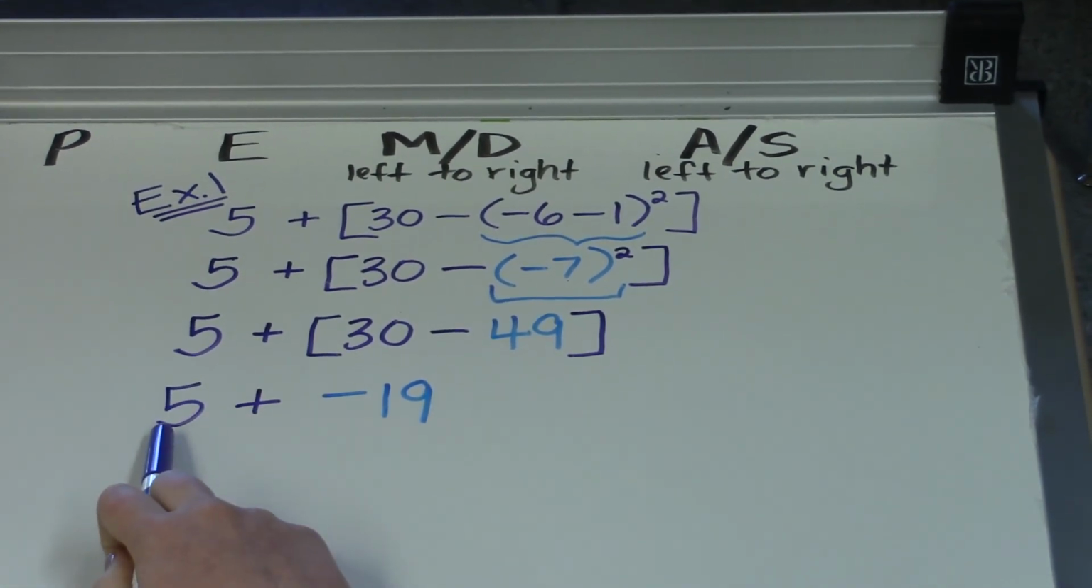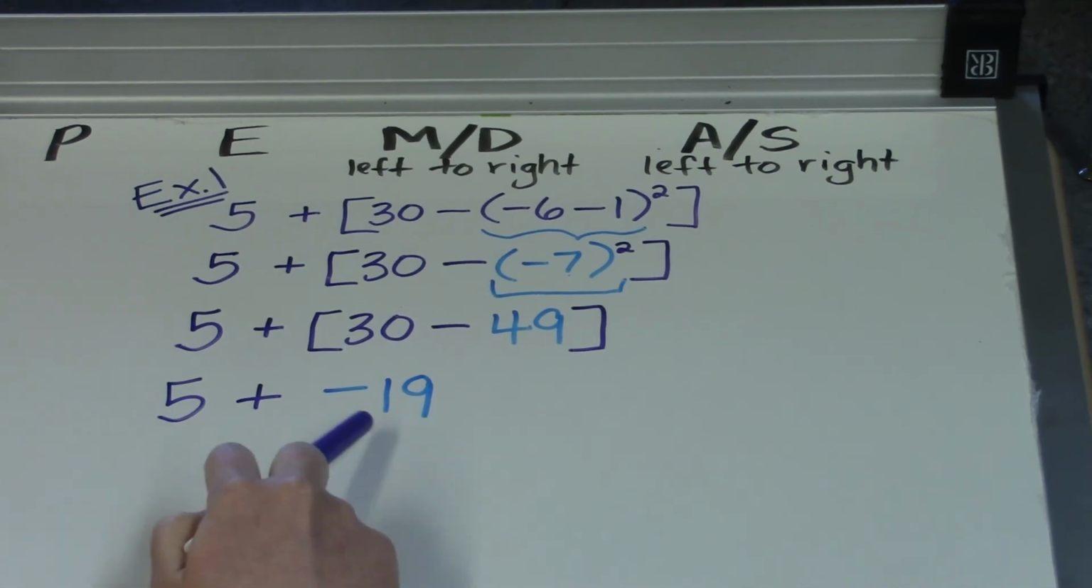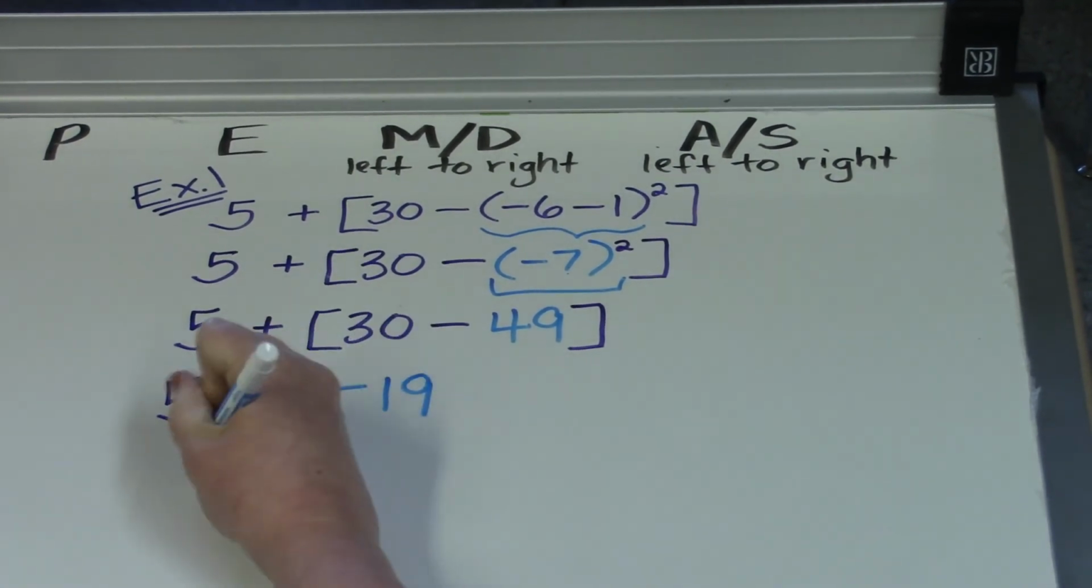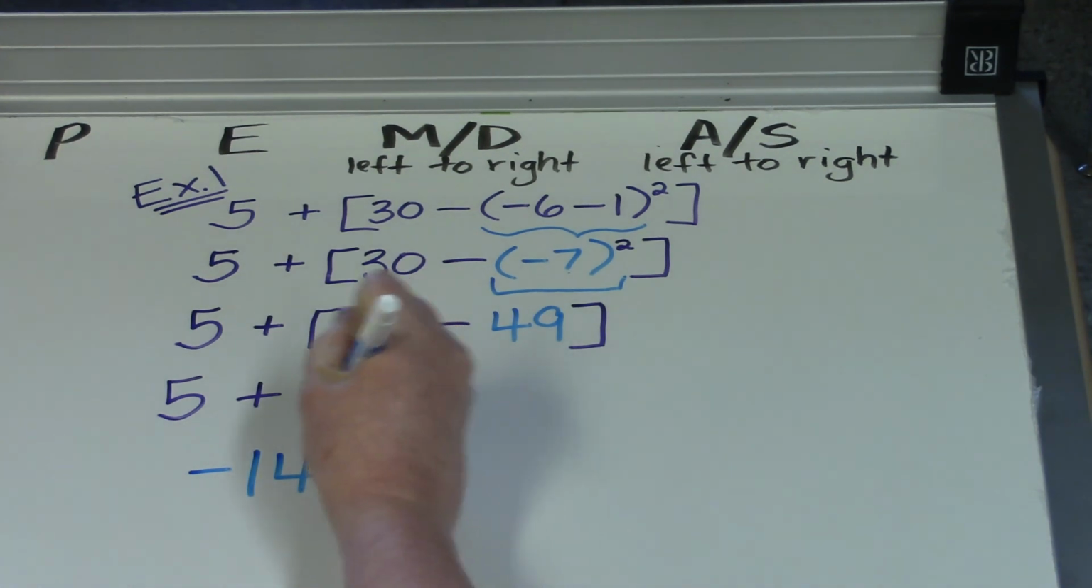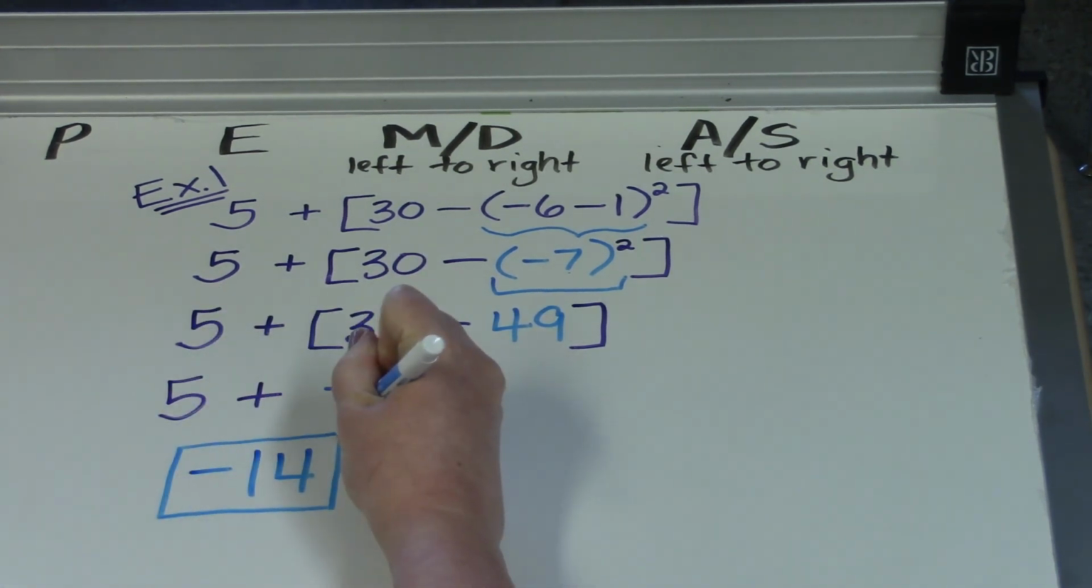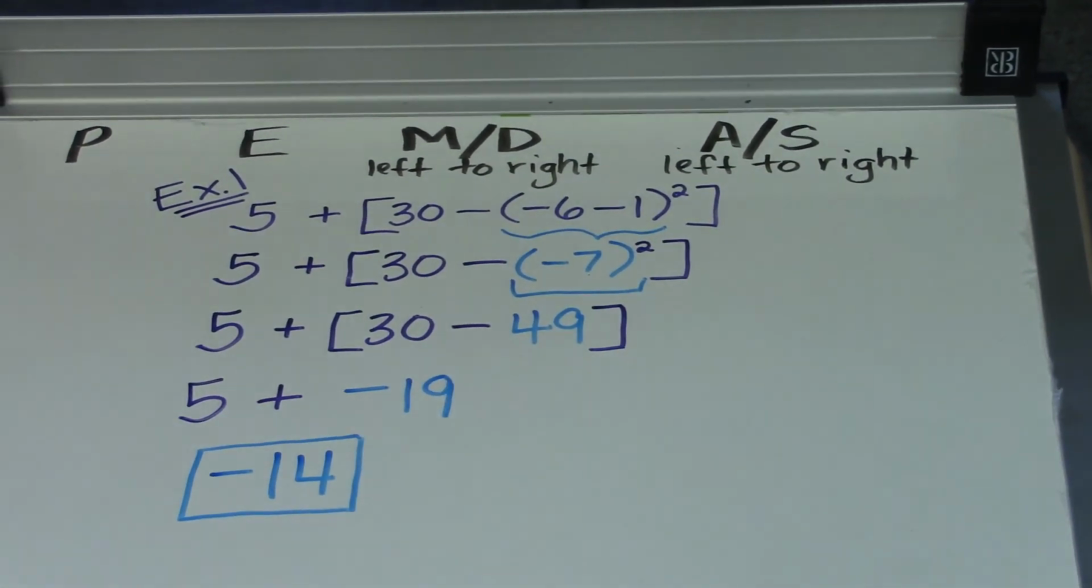Last, we need to combine 5 plus negative 19, and if I put that together, that gives me a negative 14. And I know that I've completely simplified the problem because I've gotten it down to just one value.